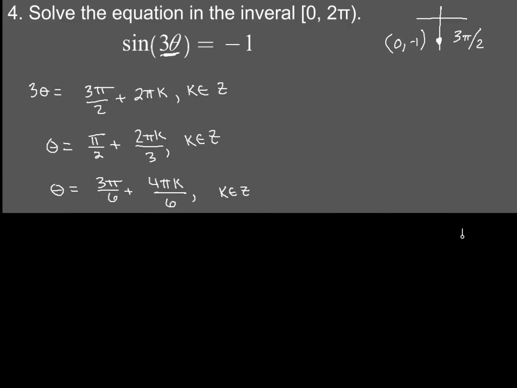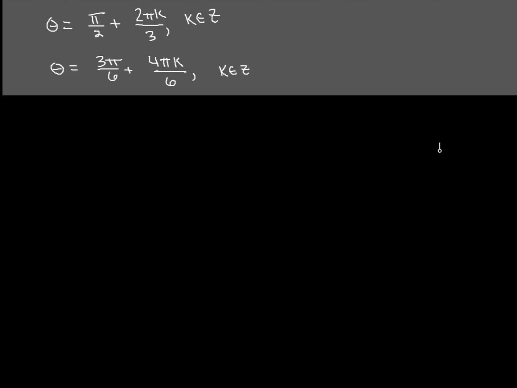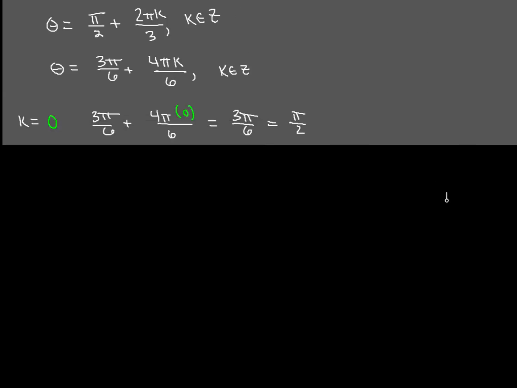From here, to get everything set up, I like to get a common denominator. Then it'll be easy for me to test out different values for k. So when I'm going to test out values for k, first thing I'm going to do is let k be 0, of course. And when I plug that in, the second term is going to give me 0, so I'm just left with 3 pi over 6. Now be sure you reduce that to pi over 2.